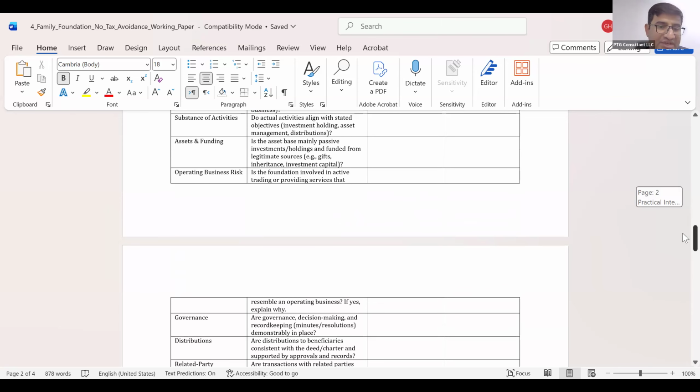So this is the working paper. Normally we call it what we prepare. Once we are satisfied, then we can give it to the FTA for further confirmation based on that.